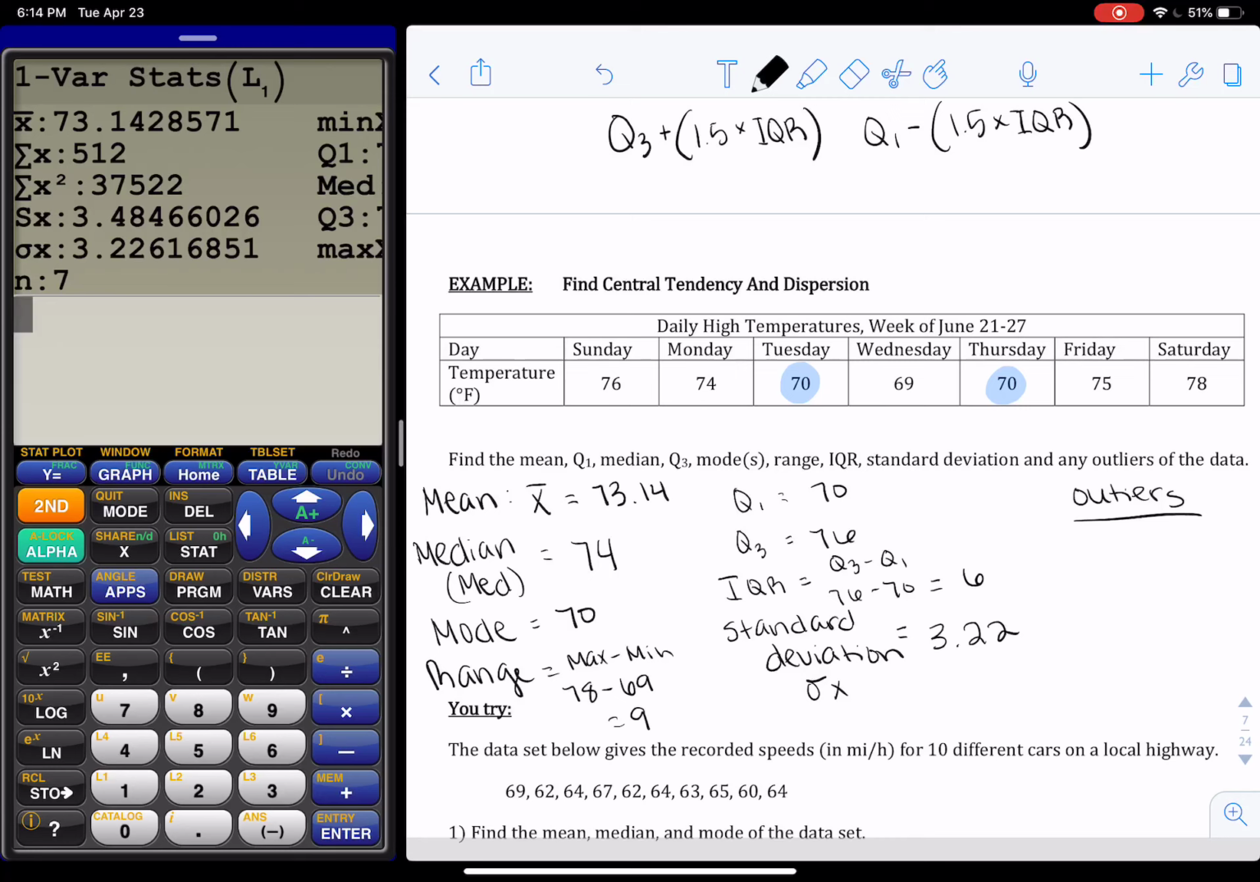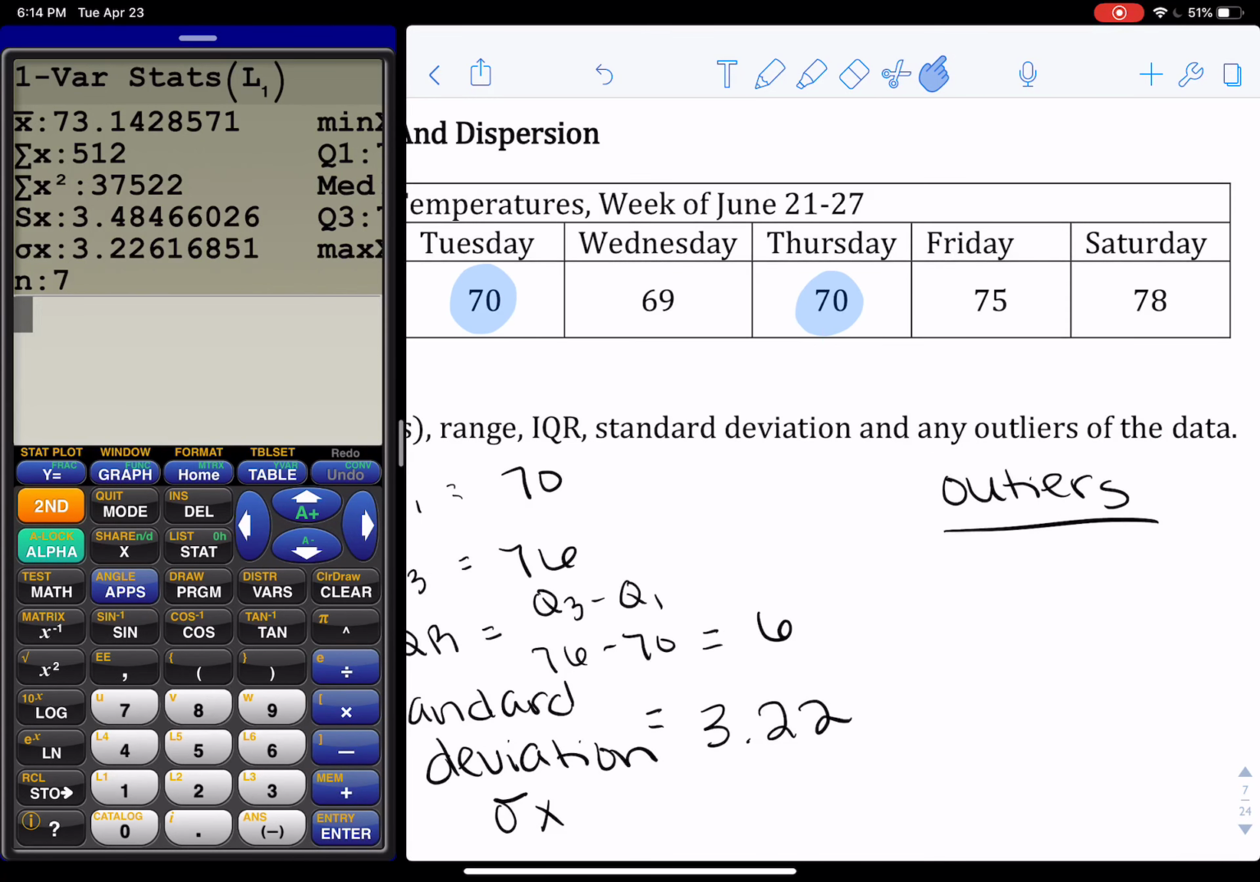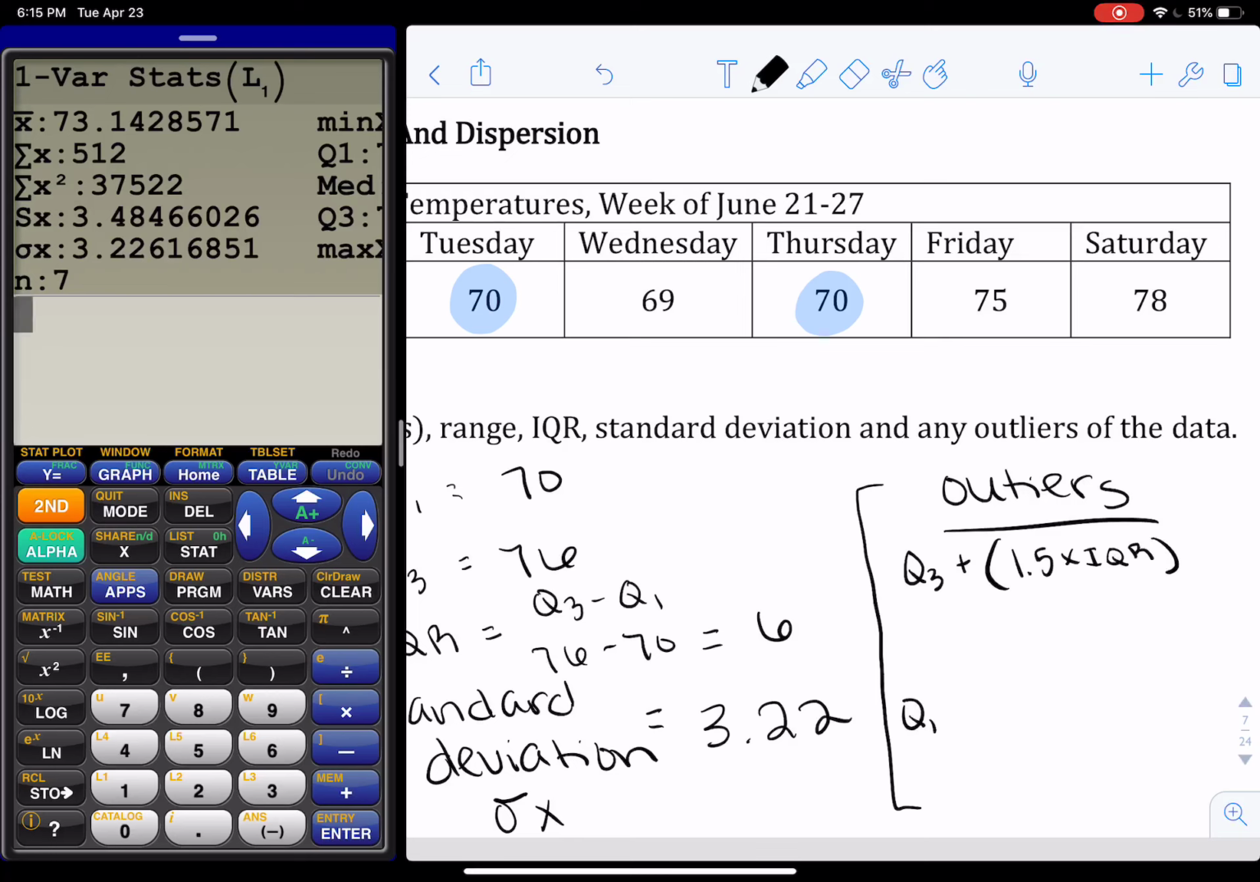So we found almost everything except it does want us to find some outliers. So if you look at the temperatures, there isn't anything that stands out to me as, whoa, that must be an outlier, but we do have to prove it. So the way that we do that is with the equations that I showed you up above here. So I'm going to write them out for you. I'm going to make a box here. So we needed to take Q3 plus 1.5 times the IQR. Then we needed to take Q1 minus 1.5 times the IQR.